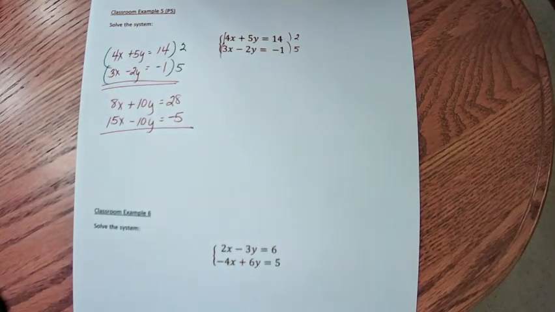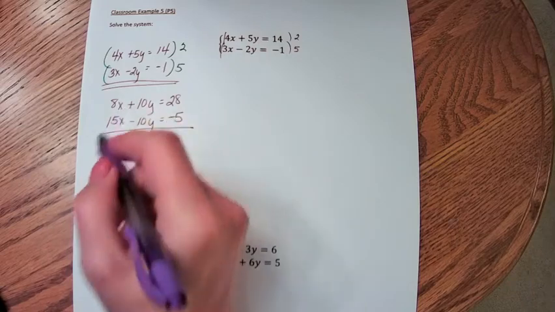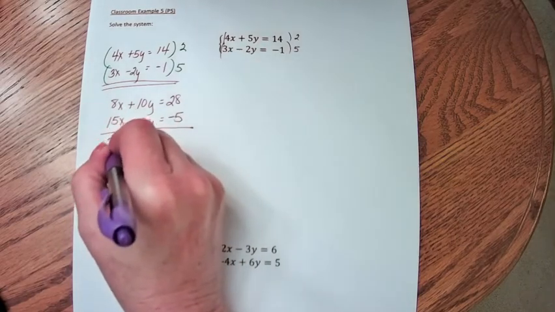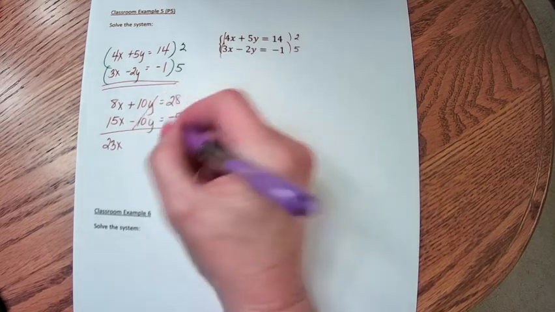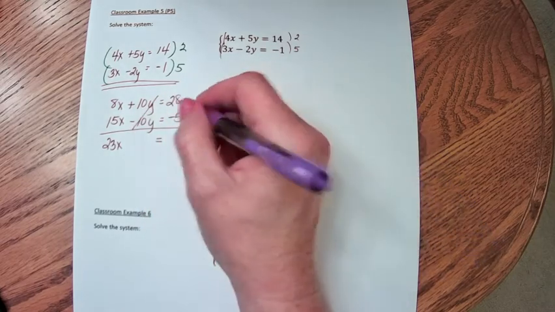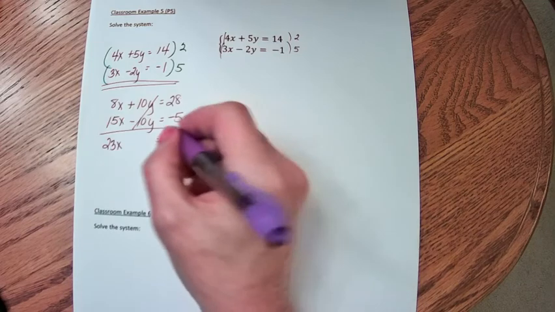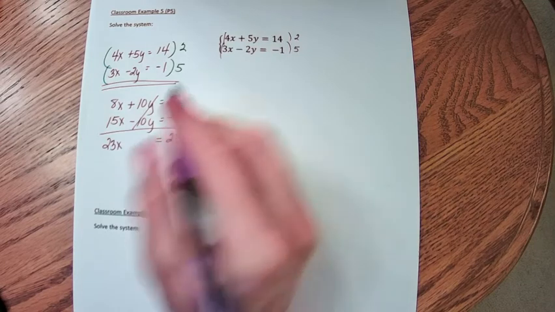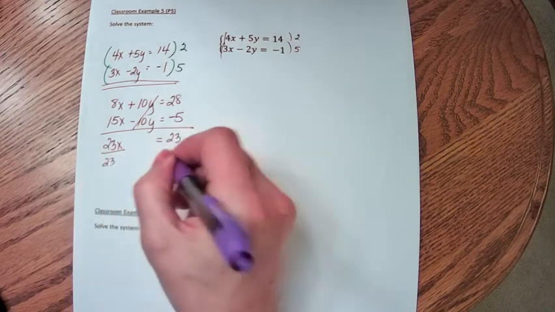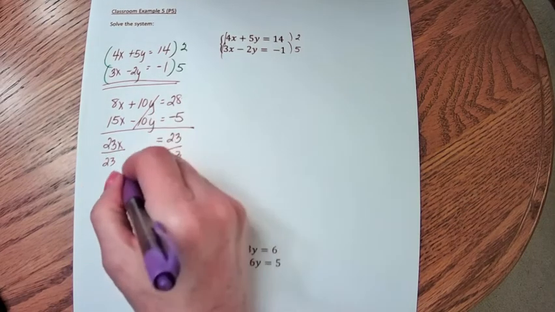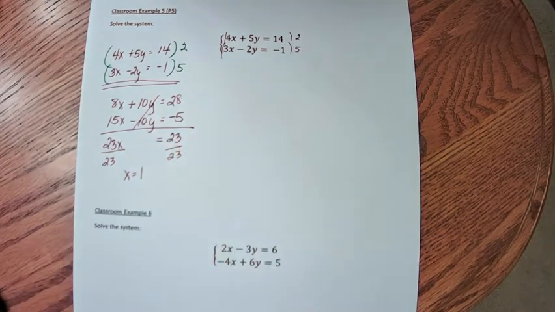Now I'm going to add vertically. 8x and 15x becomes 23x, and my y's cancel. And 28 minus 5 is 23. So I have 23x equals 23. Let's get x by itself. Divide both sides by 23, and I get x equals 1.